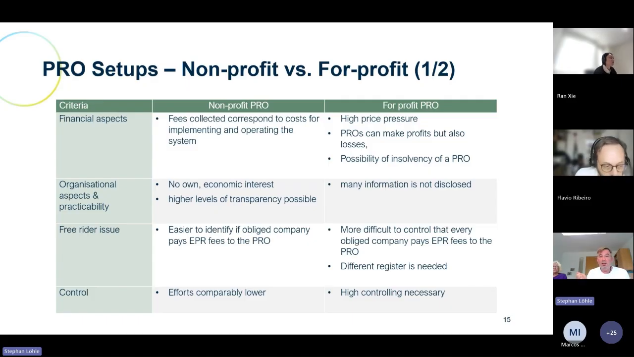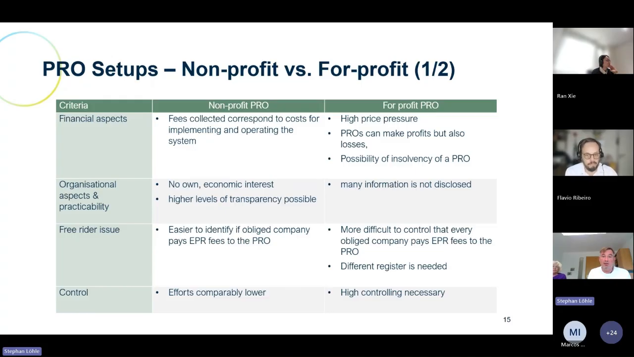As long as you are a non-profit, you have no specific economic interest, and for this you can reach a higher level of transparency. You can make public your fee setting and your spendings and everything that occurs, as long as they can see the financial balancing out at the end of the year. In for-profit entities, it's not the case. It's not disclosed what your EPR fee might be, and it might even be specific from customer to customer. That makes it easier to identify free riders in a non-profit setting and more difficult in the for-profit setting.